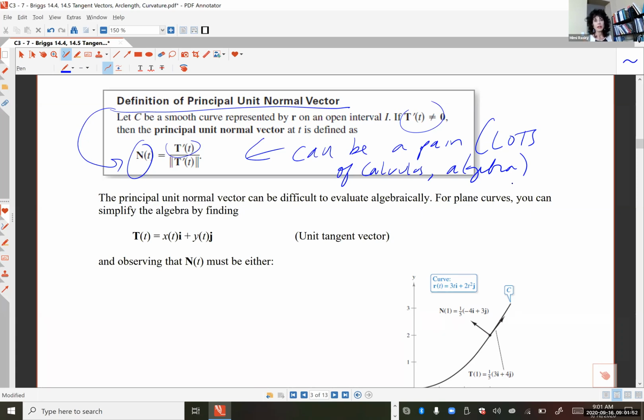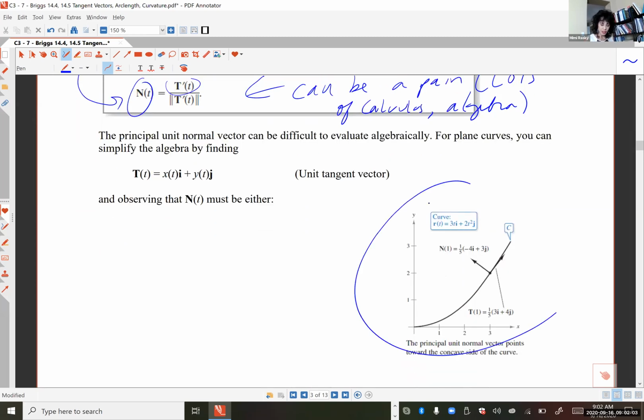If it's a 2D problem, you might be able to quickly get the big N without having to do much work. Here's the way you cheat. In 2D, we know that big T is a vector that's tangent to the curve. So in 2 dimensions, there's only 2 possibilities for a vector perpendicular to that vector in blue: either this vector, at a 90-degree angle, or this vector that they're showing here. So I have only 2 choices. This is the cheating way to get big N. You can only do this in 2 dimensions. In 3 dimensions, it won't work.